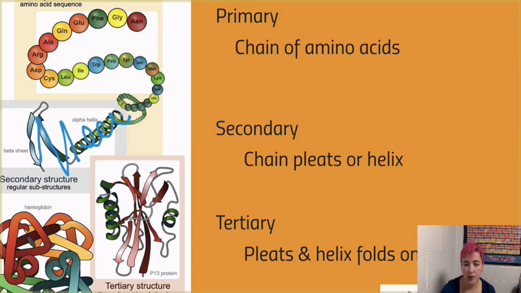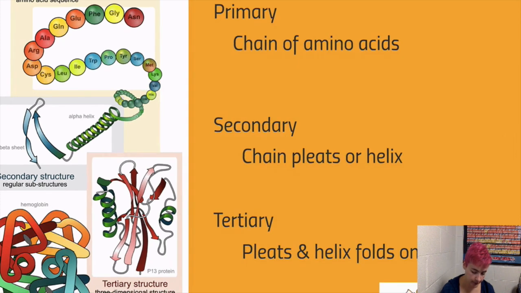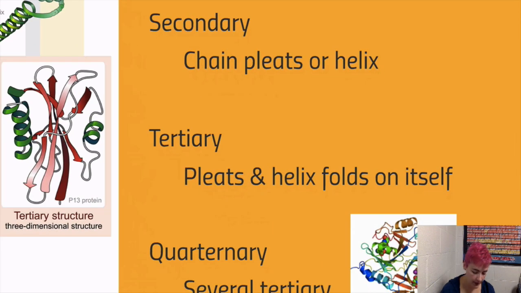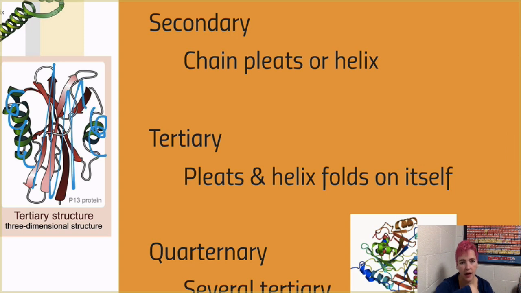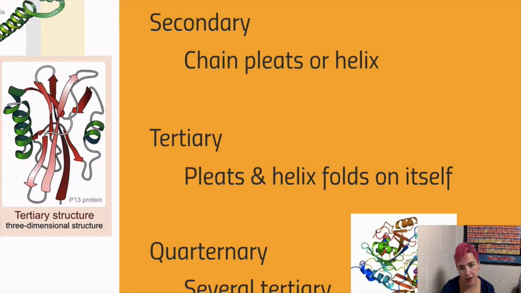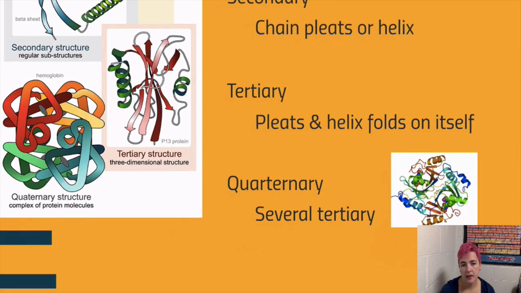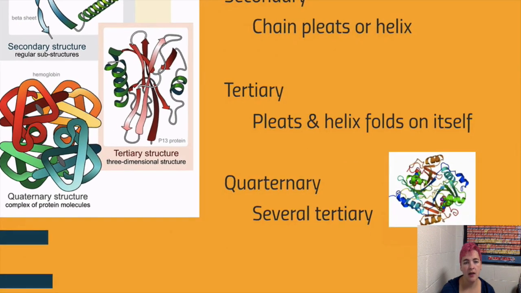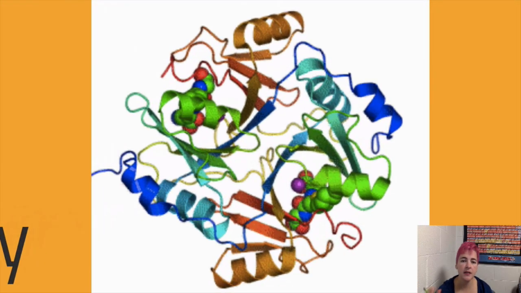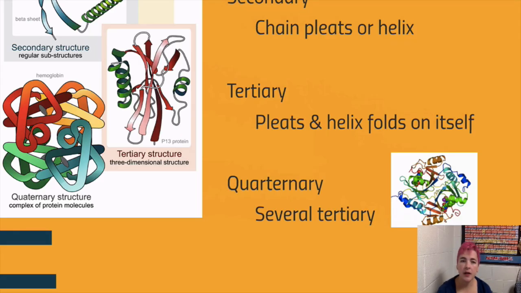Tertiary is where those pleats fold on itself. Here we have some spiraling, we have some folding back and forth, and some more spiraling. So we took that spiral pleaty structure and kind of wrapped it in on itself. And then the last structure is when we take several tertiaries and shove them together. This would be a picture of a quaternary protein where we take several tertiaries and make a larger molecule.